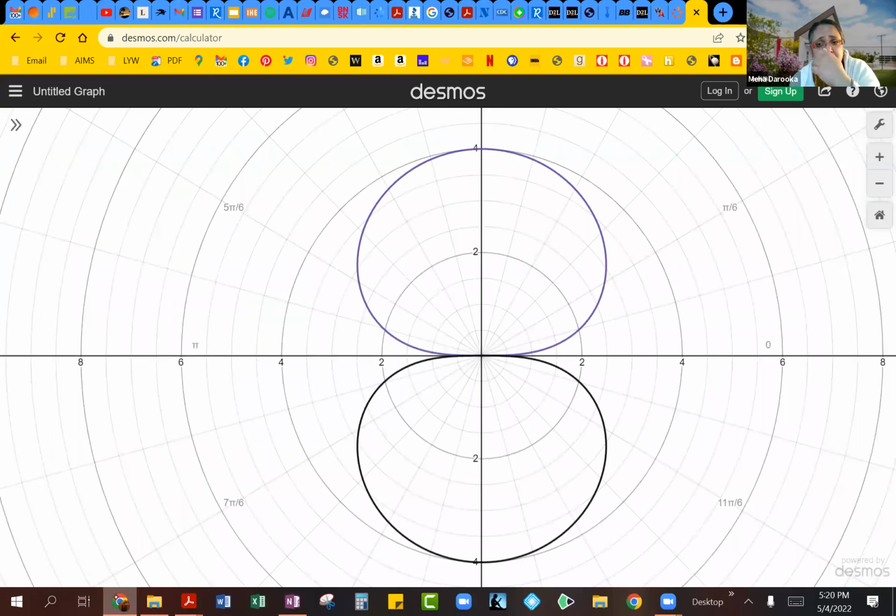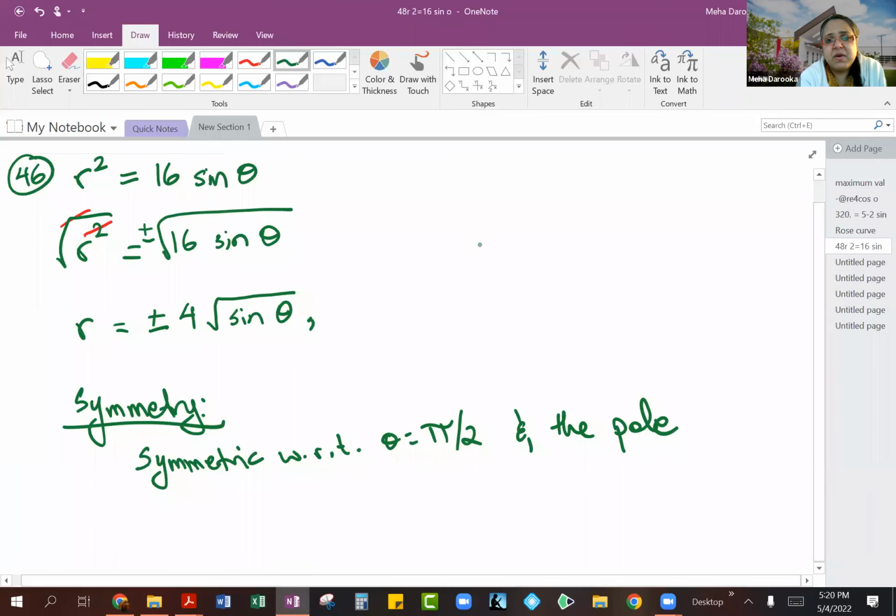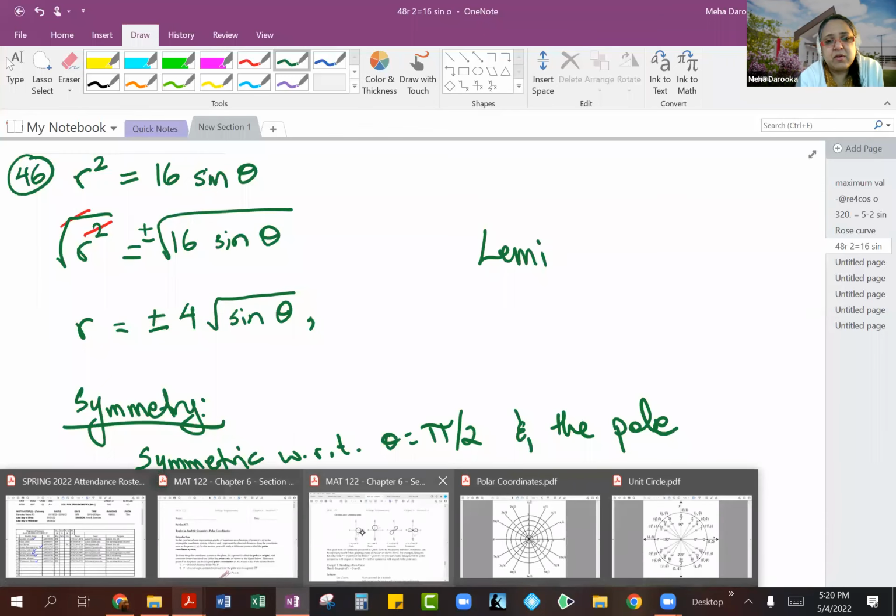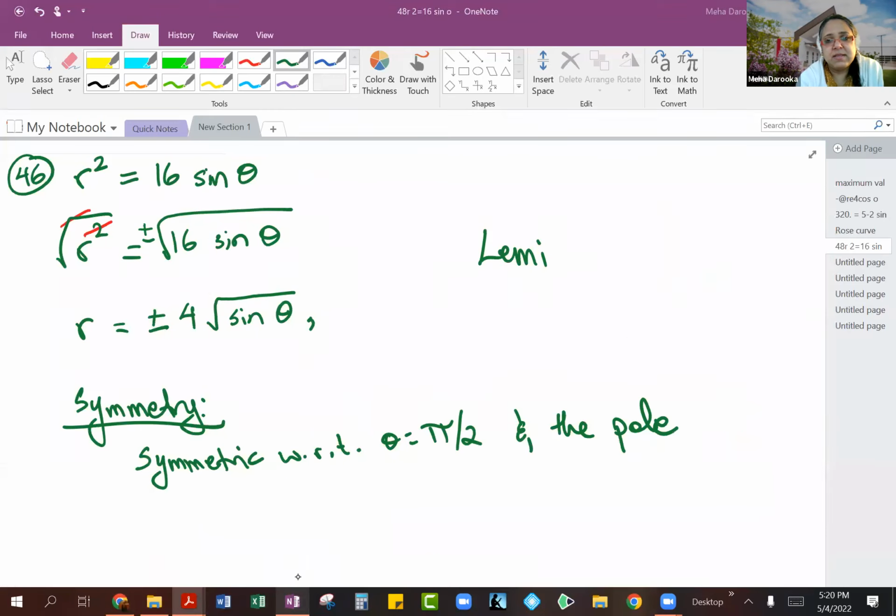And again, you can use those tests that we talked about at the very beginning of 6.8 to try and check and see if this will have symmetry with the pole. And you will definitely see that that's going to work out. So this guy will be a, did I spell that wrong already? Lemniscate. That's what your graph will end up looking like for this.